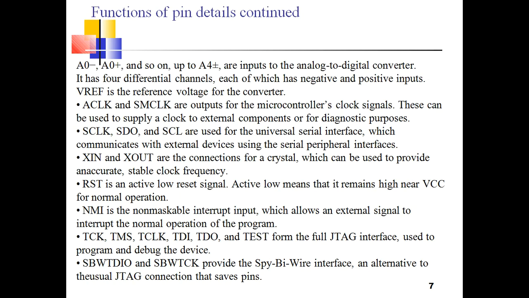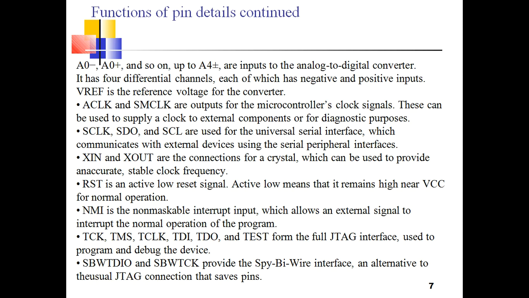This can be used on several pins because of the timers. Again, continuing the functions of the pins, A0 minus, A0 plus and so on up to A4 plus or minus are inputs to the analog to digital converters. So in MSP430 you are going to use the ADCs to convert analog values to digital values. For that, the input for the analog values is given through A0 to A4 plus or minus. It has 4 differential channels, each of which has negative and positive inputs. And here the reference is the reference voltage for your ADC converters.